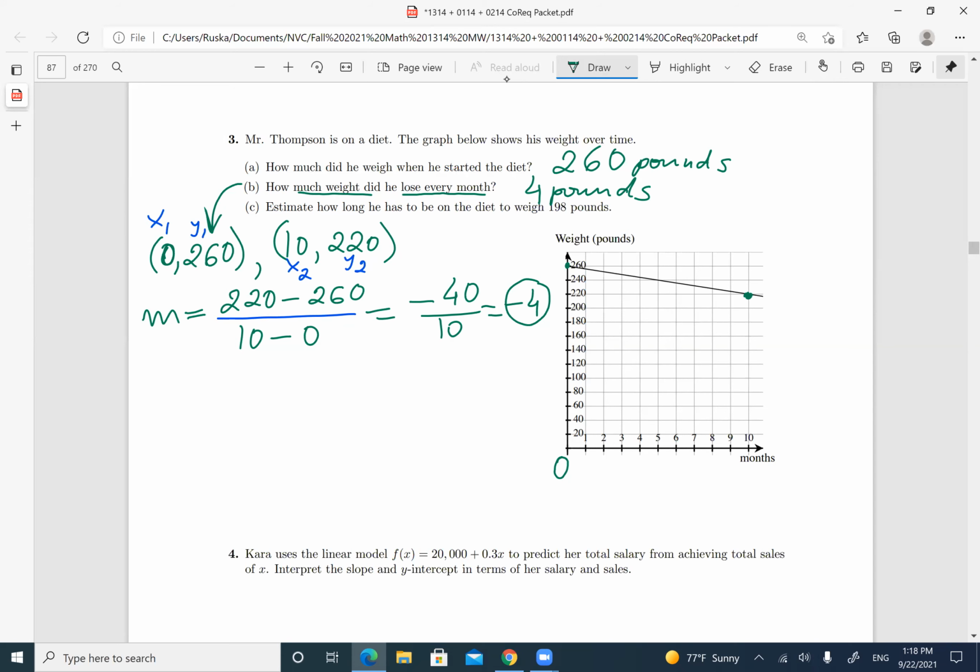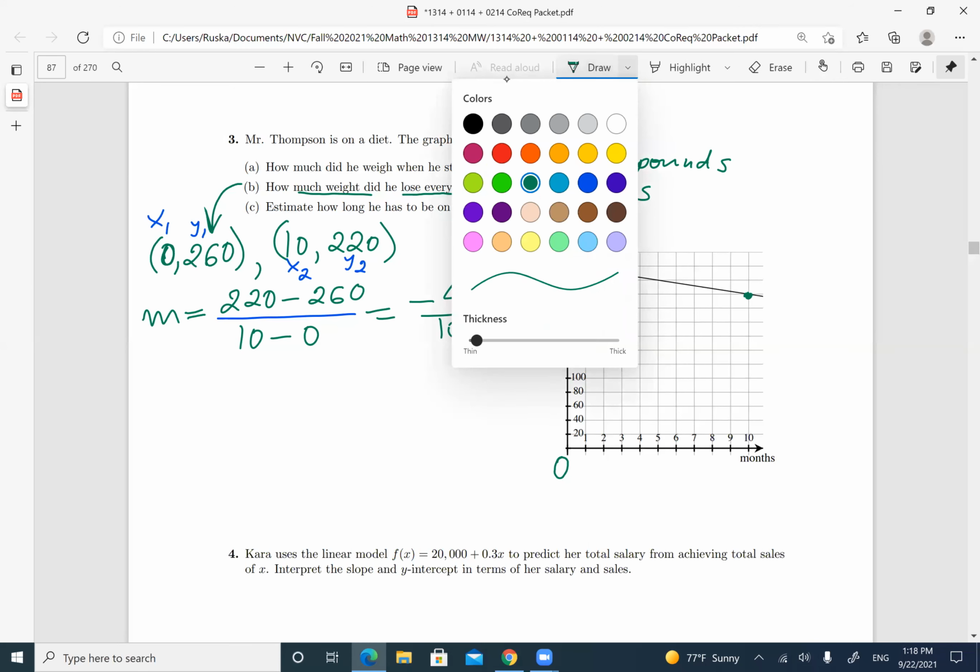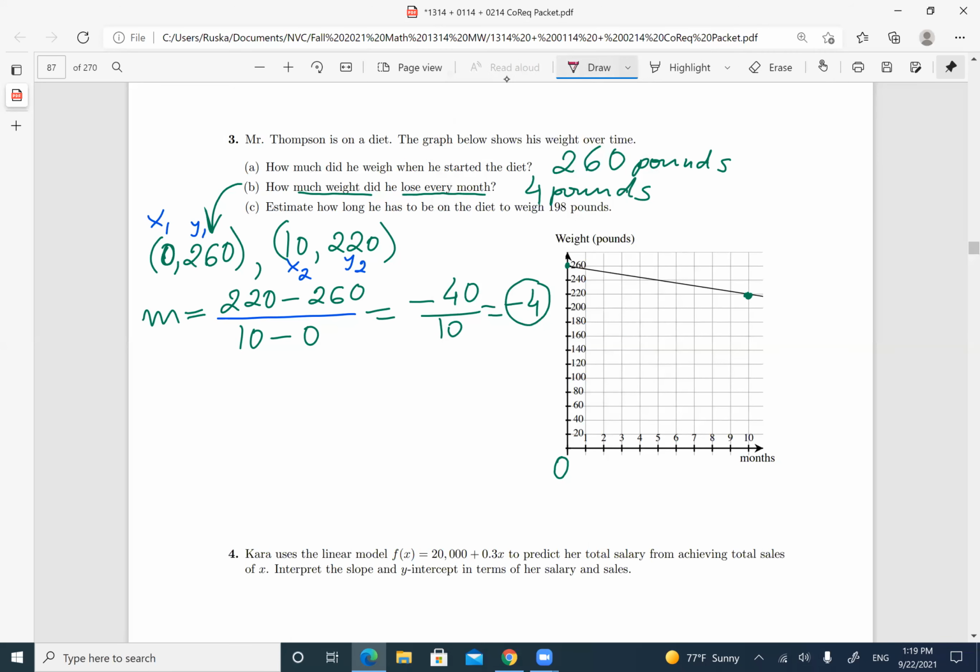Okay, and then you're going to go to the next one, C. So I'm doing C. It says, estimate how long he has to be on a diet to weigh 189. So I need to look at the Y. When Y is 189?